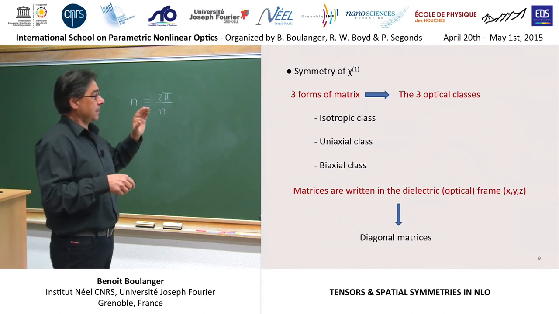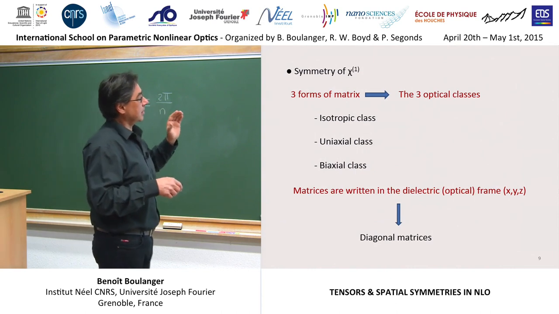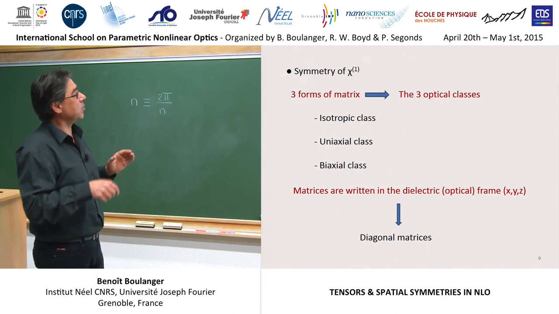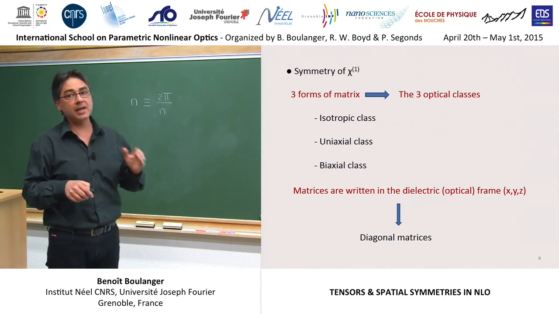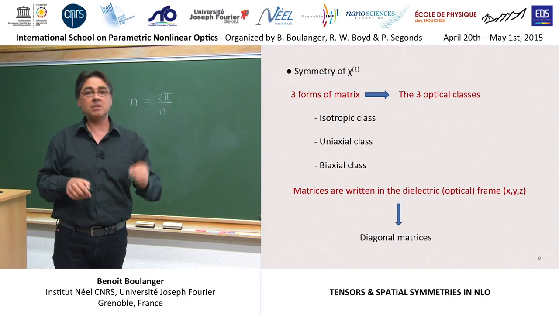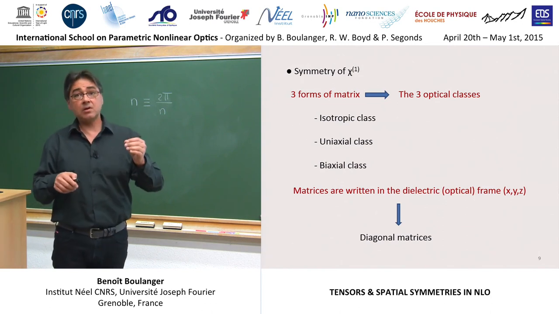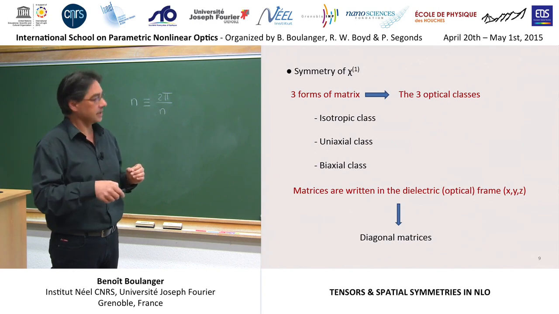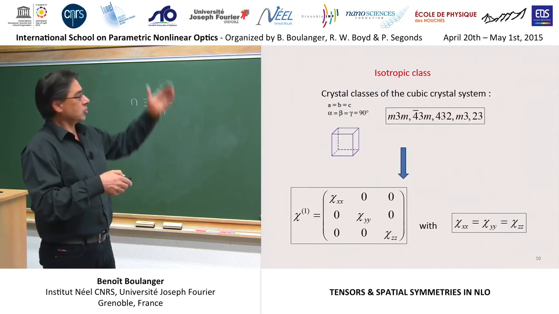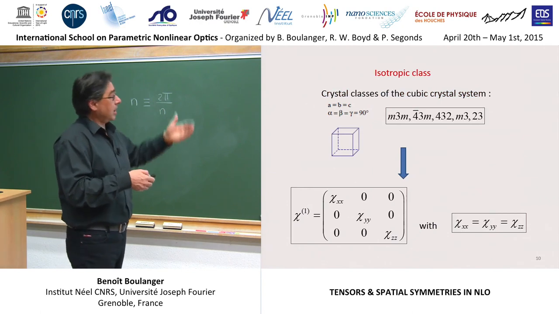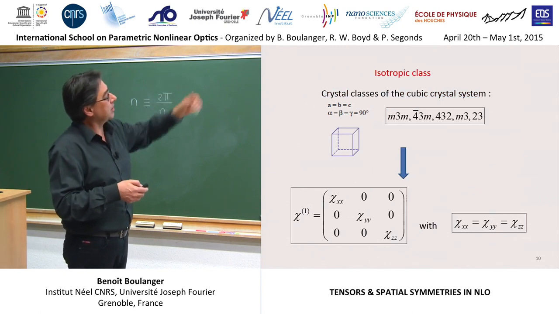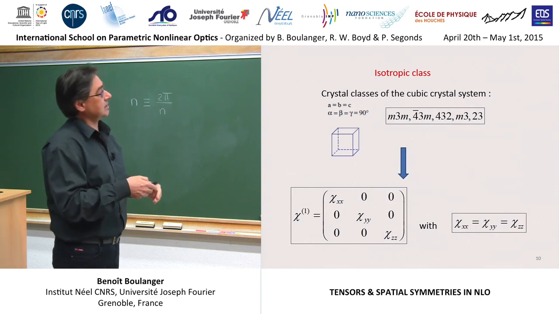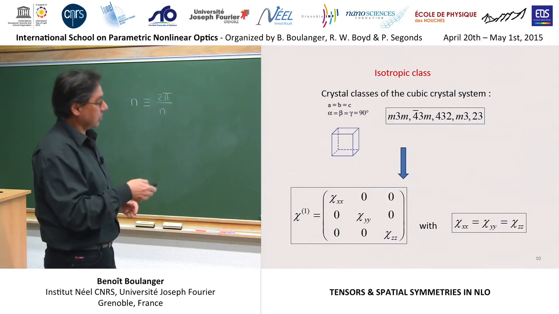And I remind you that the matrix chi1 has to be written in the dielectric frame. It is a frame, so sometimes it's difficult to find this frame. It is a frame in which chi1 is diagonal. Okay, so now I am just going to give you the list of the crystal classes without any details.